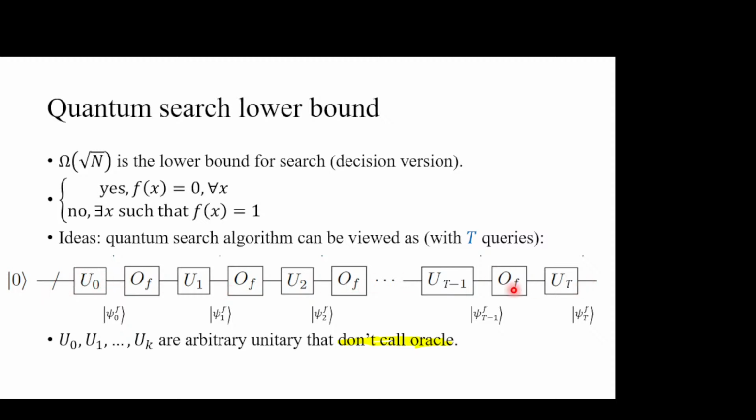And yeah, so it's between those OF, and you have the OF in between. And you ask how long does this sequence need to be for your algorithm to successfully solve the problem here. Okay, so you have this U0, OF, U1, OF, etc. And let's say we use a big T query. That means that there are basically big T layers here.